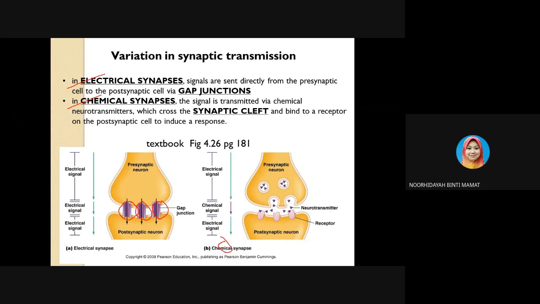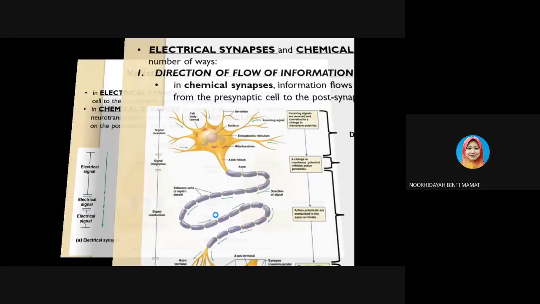So the synaptic transmission that uses gap junctions produces an electrical signal, while the signal transmitted via a chemical neurotransmitter across the synaptic cleft we call the chemical signal. So this is the variation in synaptic transmission.